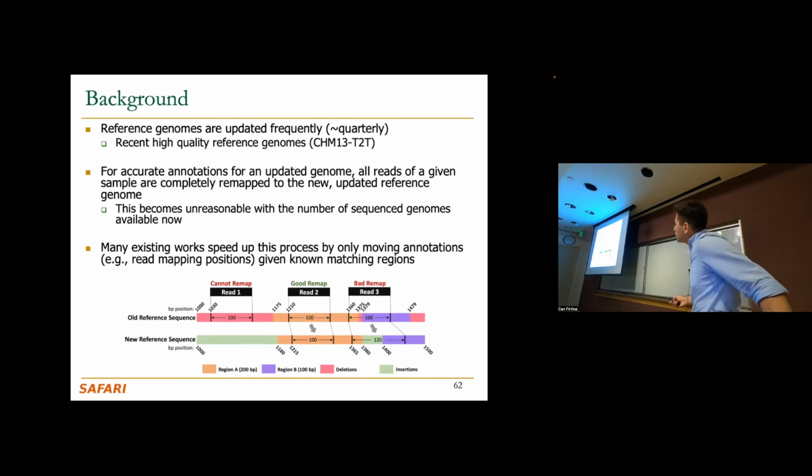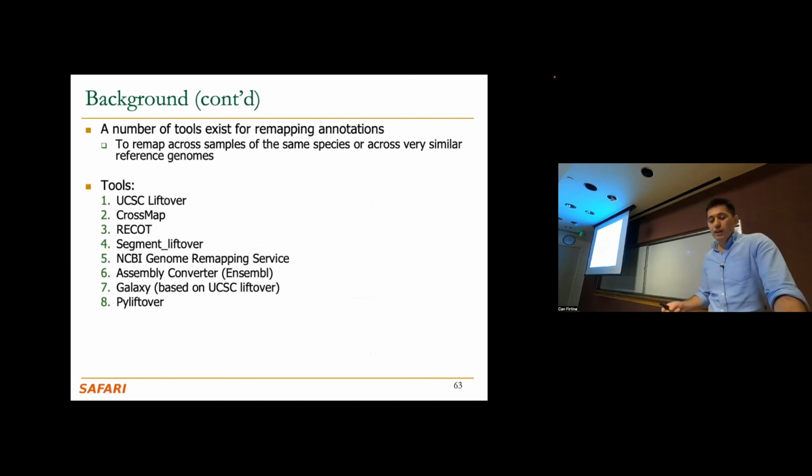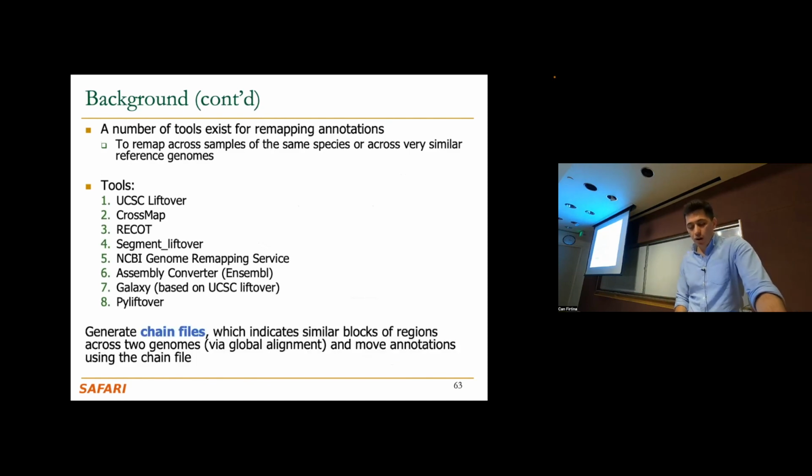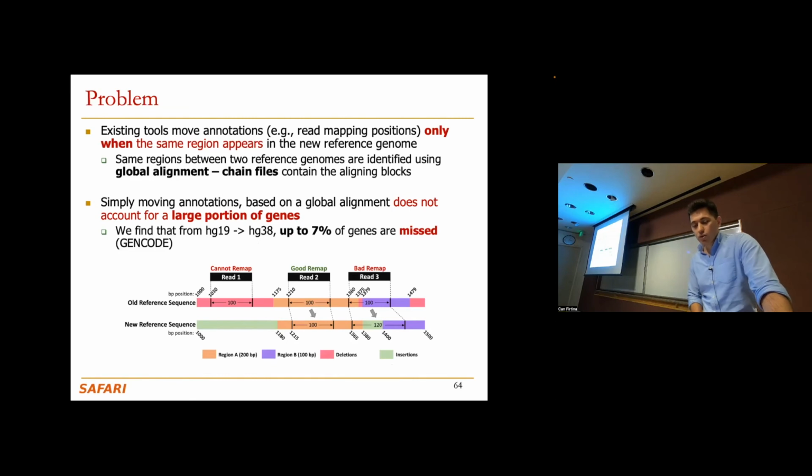What they do is quickly identify exactly matching blocks between reference genomes, and if these blocks are exactly matching, they simply move the positions from the old reference genome to the new reference genome without actually doing any alignment. There are these tools that exist, and they generate files called chain files. It's like a dictionary file that maps these blocks between the reference genomes so that you can move them. The problem with those approaches is that they can move the annotations or positions only when the same region appears in the new reference genome.